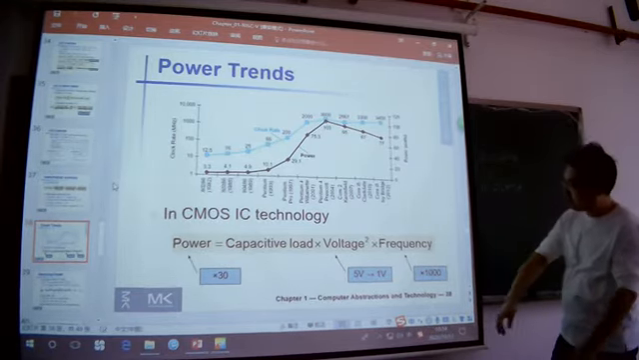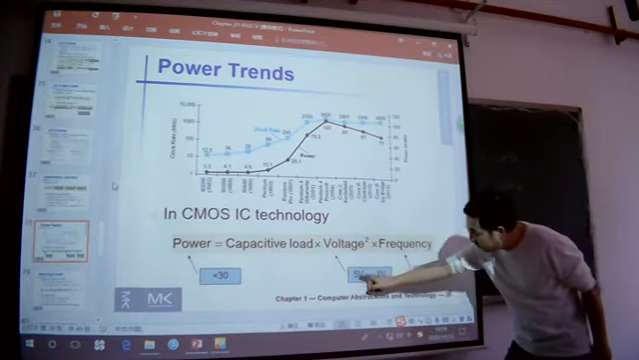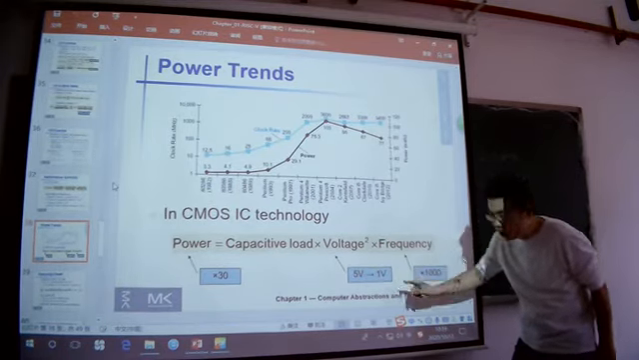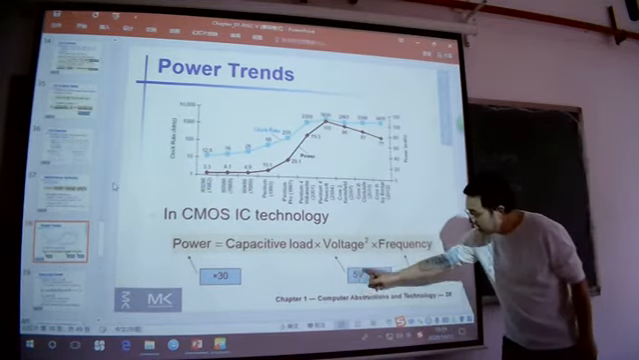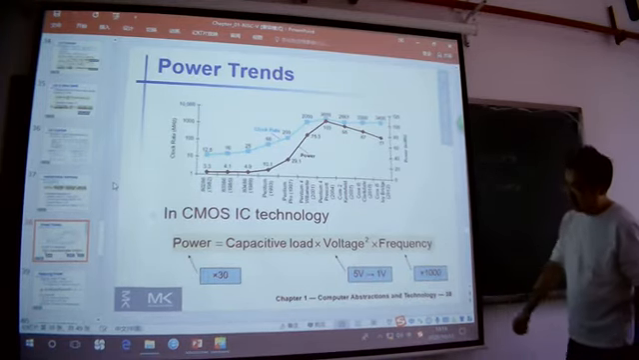So we can find the scale of voltage, from 5 volts to 1 volt. You can find the number, maximum and minimum, is decreased.